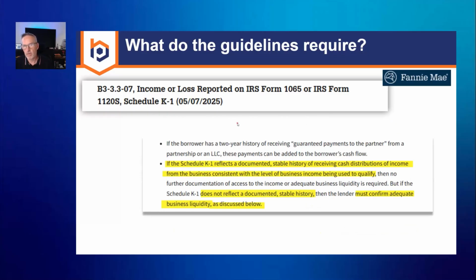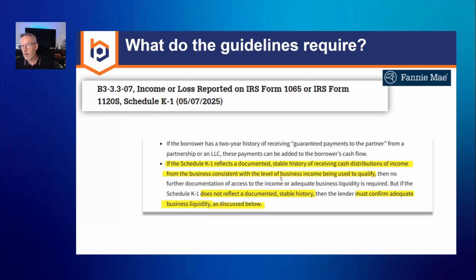So I go down a little bit, and what does it say you can do? All right, on the K-1, if you have cash distributions consistent with the business income being used to qualify, then nothing further is needed about access or adequate liquidity; you're past that. Now, the second part is if it does not reflect a stable history of these distributions, then you could use business liquidity testing, which we're going to show you too.